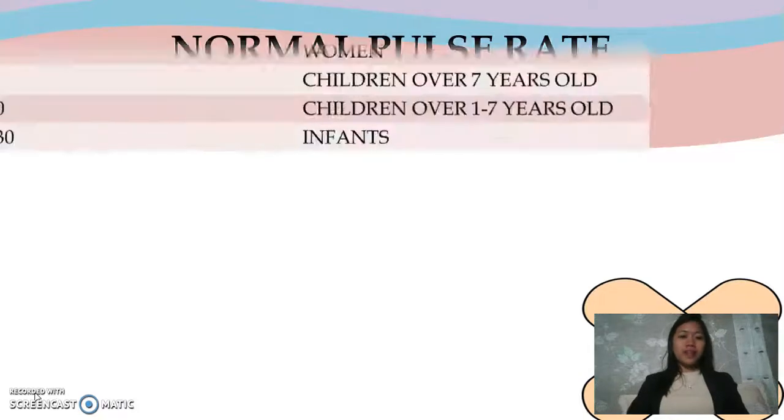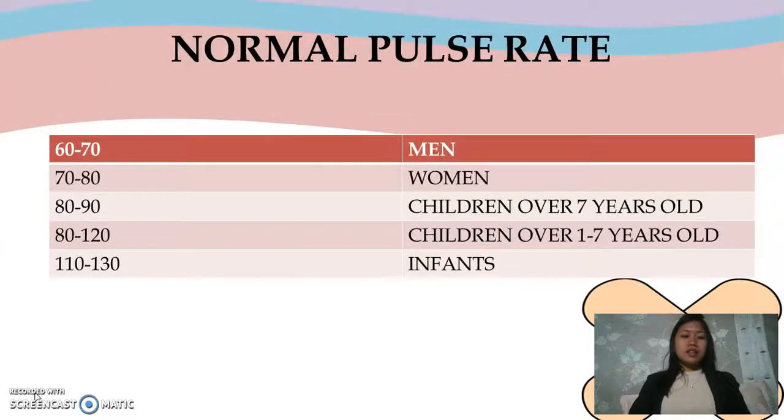Normal pulse rate: 60 to 70 for men, 70 to 80 for women, 80 to 90 for children over 7 years old, 80 to 120 for children 1 to 7 years old, and 110 to 130 for infants.